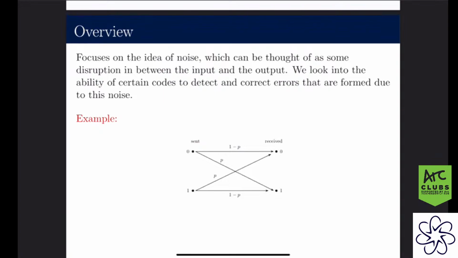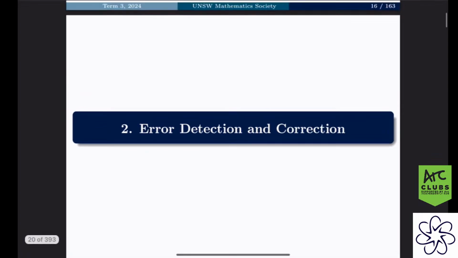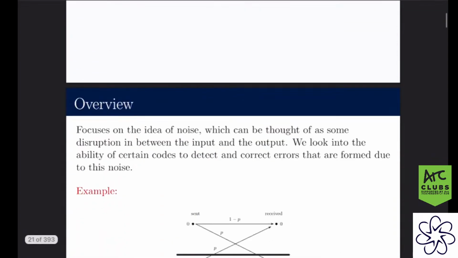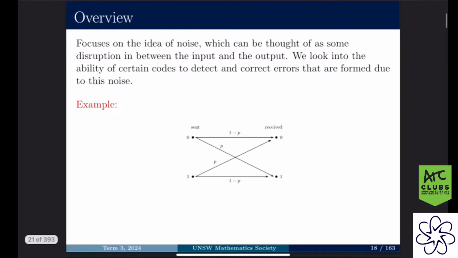Okay, so as we said before, we're now going to be more focusing on how can we detect and correct these errors. So on the idea of noise, what is noise, right? We can think of it as a kind of disruption between a sender and a receiver. And we look at, in this chapter, the ability of certain codes to detect and correct these errors.